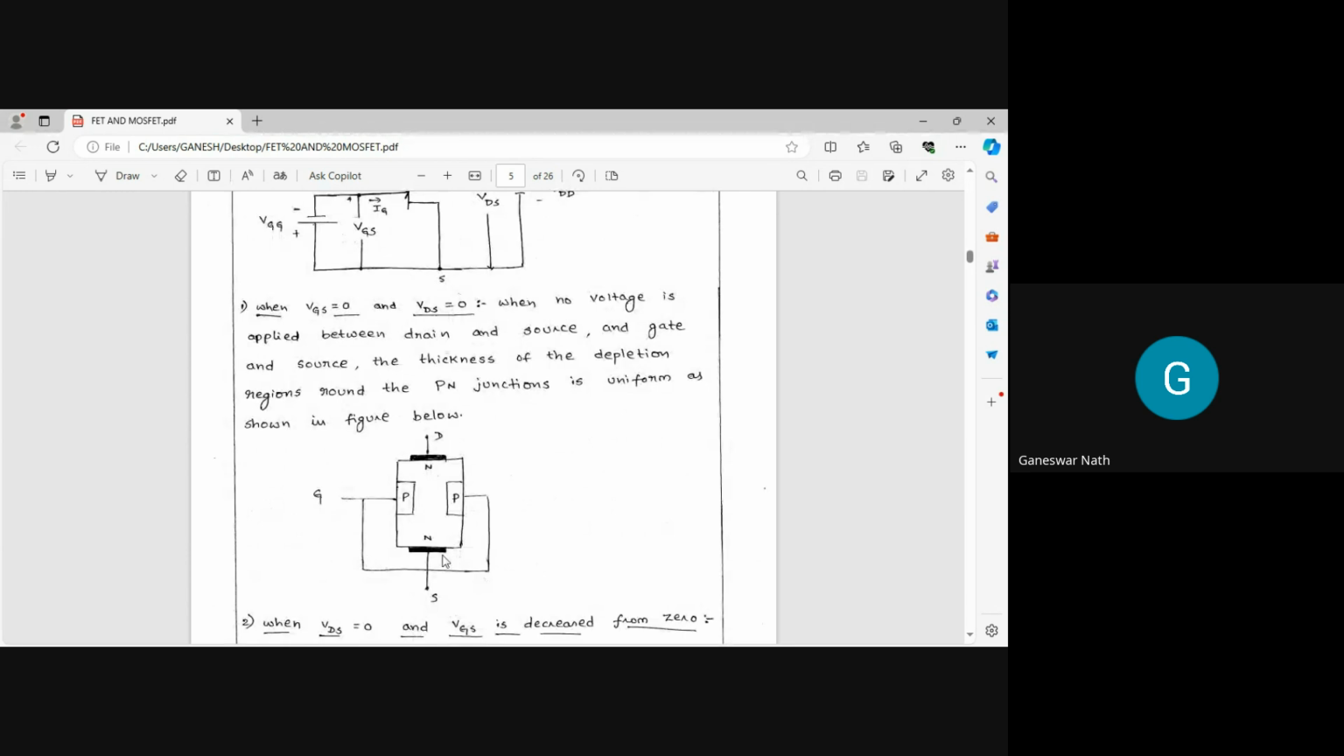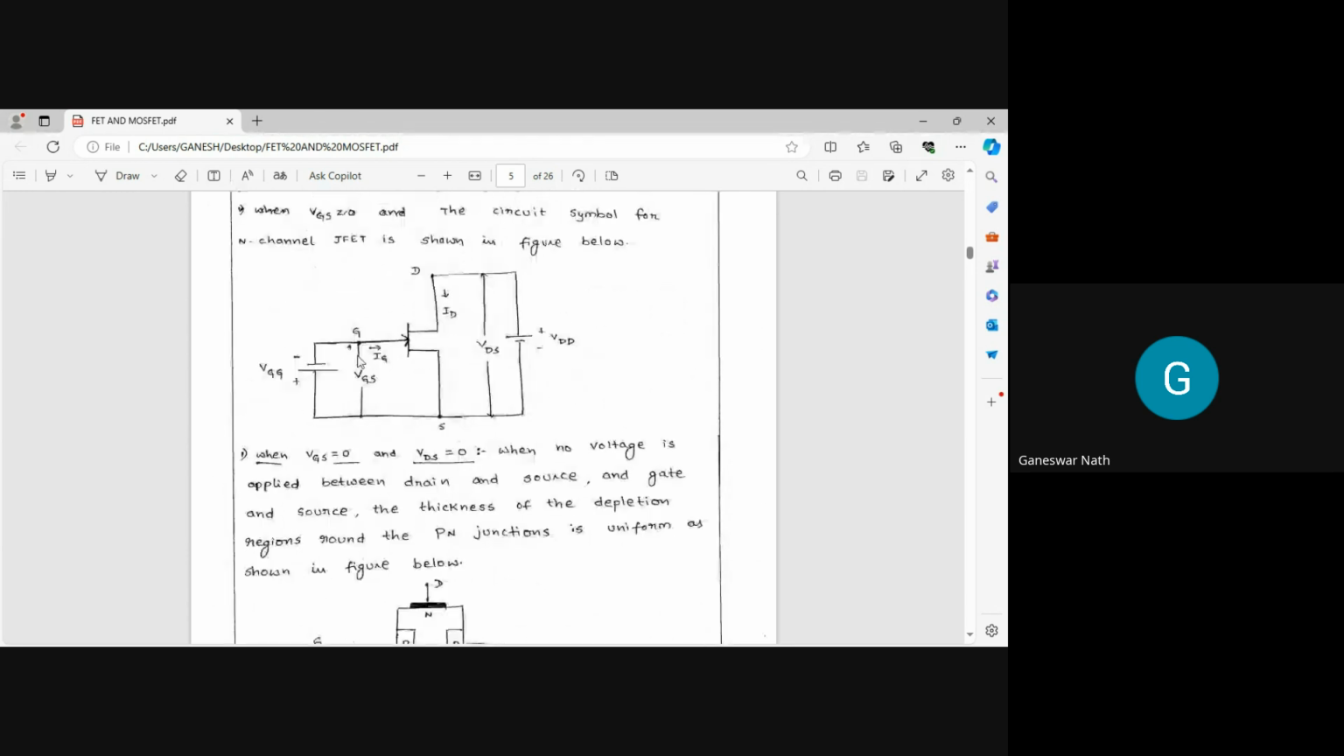You can see when VGS is zero, then automatically VDS will be zero, because this is a transistor. So when the gate source voltage is zero, there is no current flowing to the drain actually. Okay, the VDS is zero.